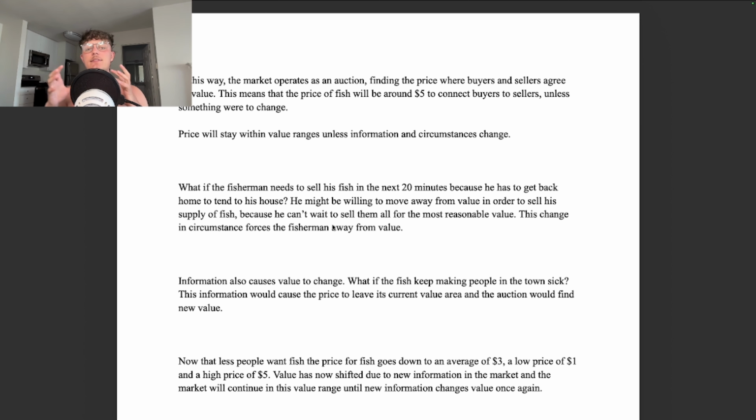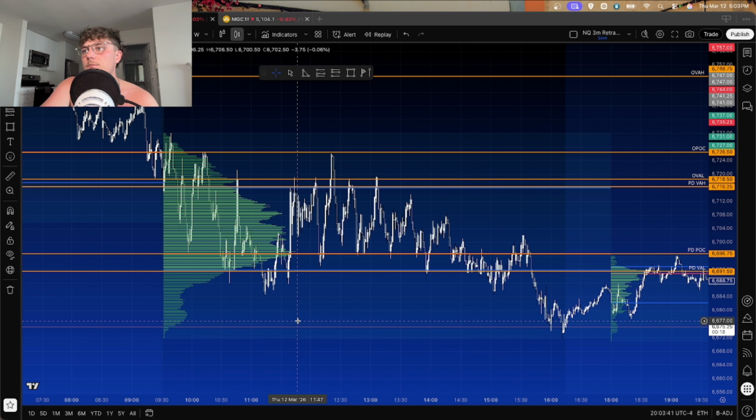And in that new auction where the new information is present, value is reestablished at $3. And so that's how new information can force value to shift and discover new value in the auction. All right, let's jump on the charts and try and apply auction market theory to the charts.